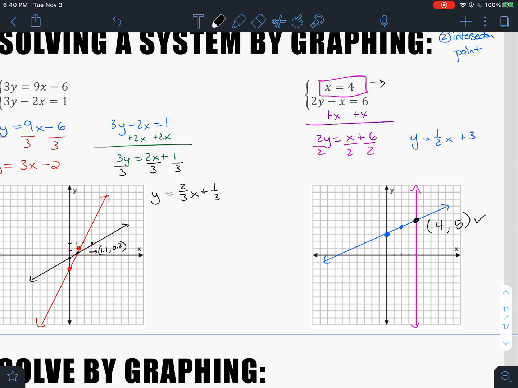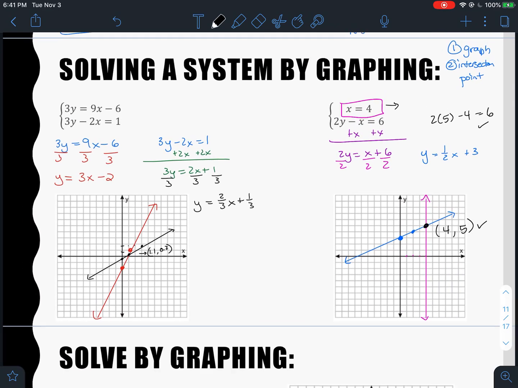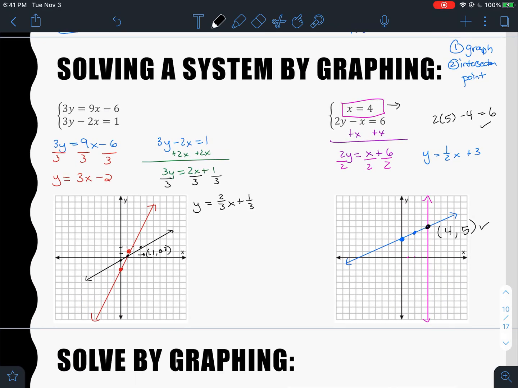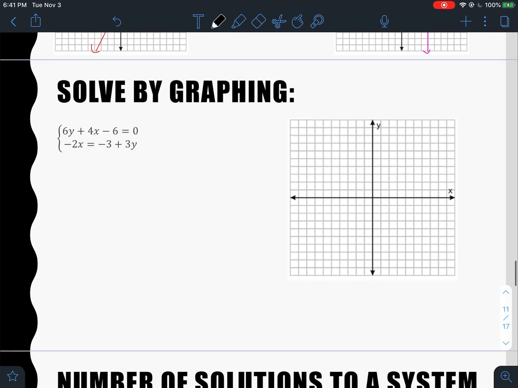Well, in the first equation, x is always equal to 4. And in my point, x is equal to 4, so that looks like it works. In the second one, if I plug in the point x is equal to 4, y is equal to 5, I would get 2 times 5 minus 4. Does that equal 6? It does. So the point (4, 5) is the correct solution.